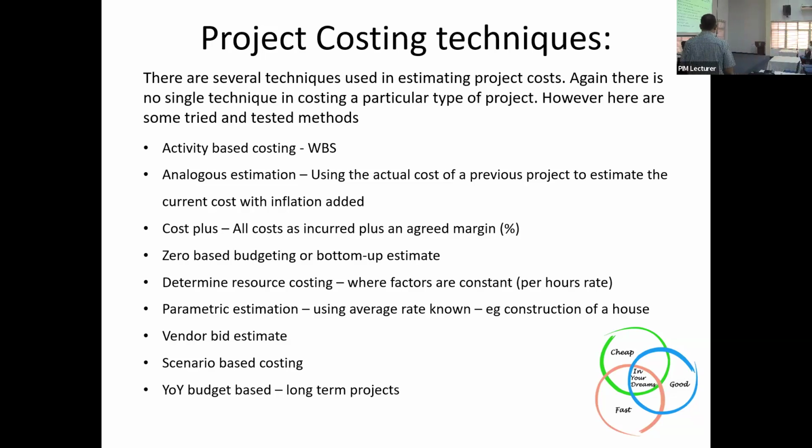Then parametric estimate is using an average cost. Do you know what's the average cost of building a house today in Sri Lanka? Anybody? No idea? Why did you all come? You could have come online. So today in Sri Lanka, if you're going to build a house, it's 15,000 rupees a square foot.